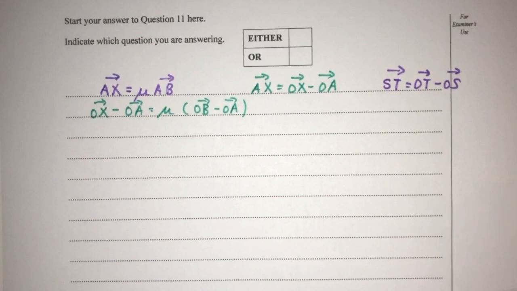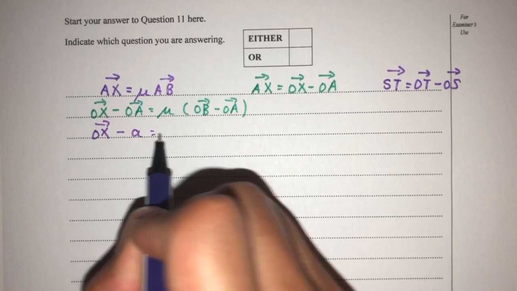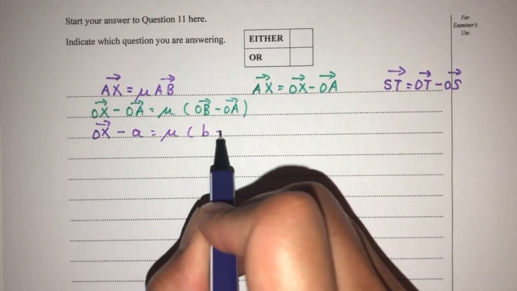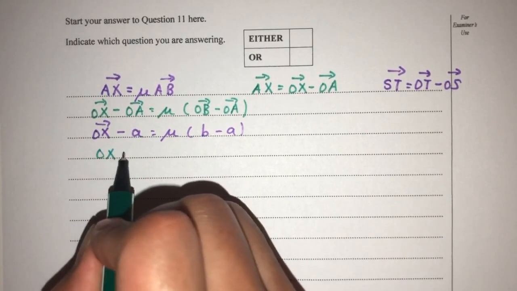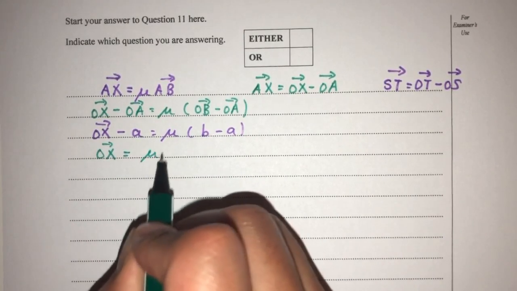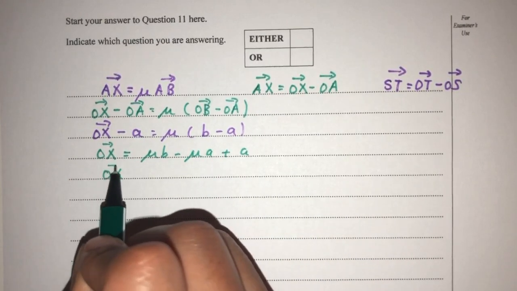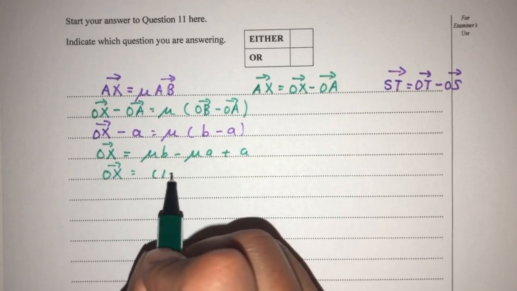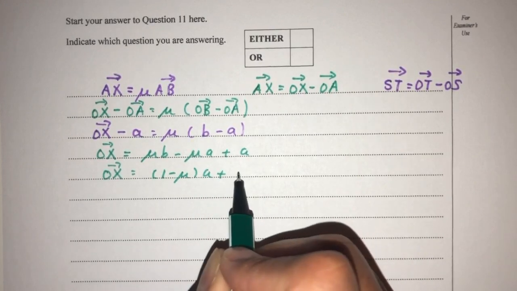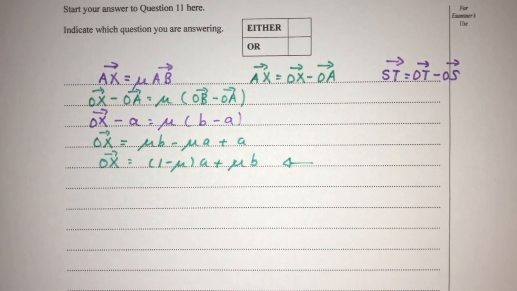Now, replace the values that we know. So OX we don't know, right? Minus this we know it is A, mu we don't know, this is B minus A. This is given to you by the question. Now, simplify, OX has to be mu B minus mu A plus A. So OX has to be, factorize A outside, you will have what? You will have 1 minus mu A plus mu B. This is part 1 of the question, where you have to find OX in terms of mu A and B.